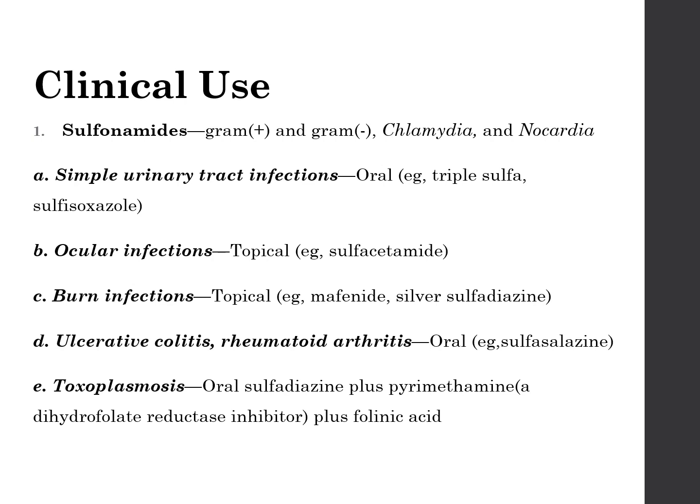For ocular infection, we can use the topical sulfacetamide. For burn infection, we can use topical management using your mafenide, or your silver sulfadiazine, which is the more common. For ulcerative colitis and rheumatoid arthritis, we can use oral sulfasalazine. And for toxoplasmosis, we have your oral sulfadiazine plus pyrimethamine, the dihydrofolate reductase inhibitor, plus folinic acid.